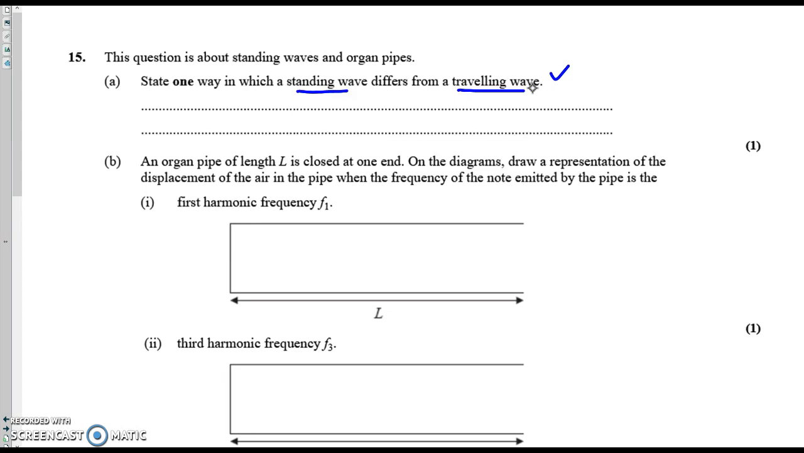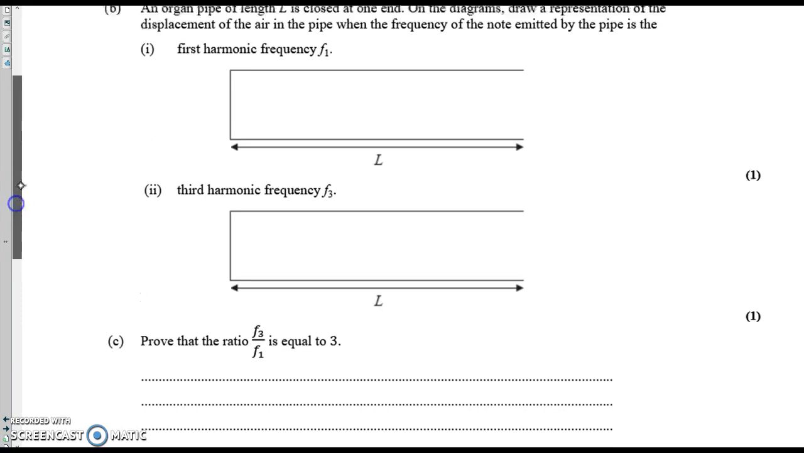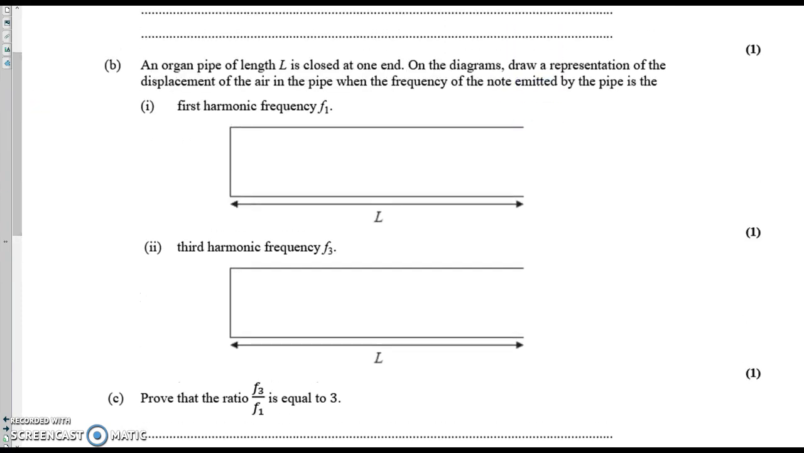Part B, they're asking us to draw a representation of the displacement of the air in the pipe at F1 and at F3. Particles at the left edge cannot be displaced because if they try to vibrate left and right, they bump into the wall. So they have no displacement. Particles at the open end are free to move, so they go really far left and right.